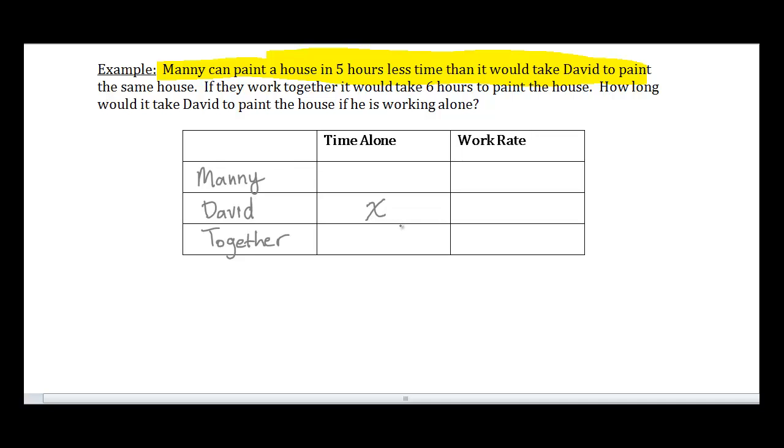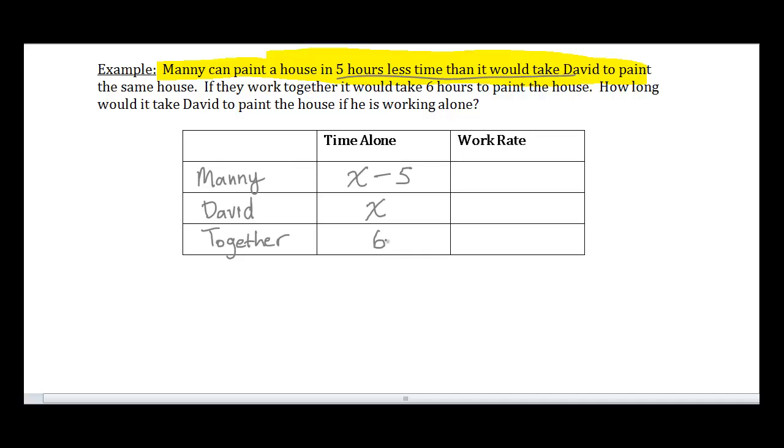All right. Now that I know David's time, I can come up with something for Manny, right? He has 5 hours less time than it would take for David. Well, if he's going to have 5 hours less, I have to subtract 5 off of David's time, and he has that quicker time. The next sentence says that it takes them 6 hours to paint the house if they're working together. So this time, our together time is given.